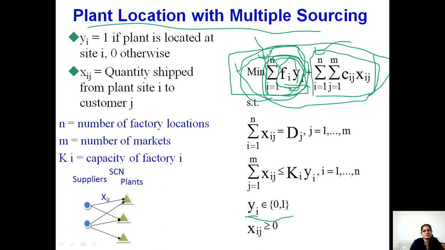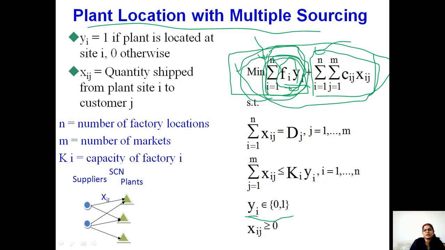So in this network, if this plant is closed down, then f1 will also be 0 because its multiplying term, that's y1, is 0. So that's how using this yi we control the fixed cost, either to be added if the plant is open or else 0 should be added if plant is closed.